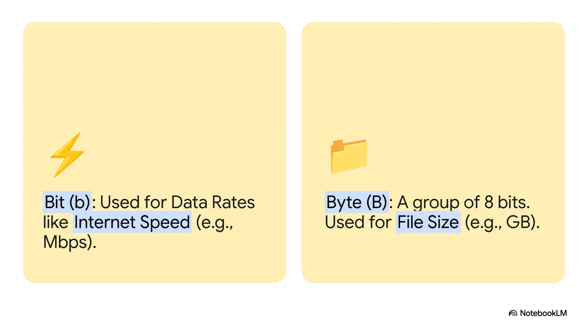Now, I want to clear something up that trips up a ton of people, the difference between a bit and a byte. Okay, so a bit with a lowercase b is that single 0 or 1 we've been talking about. We use bits to measure data speed, like how fast your internet is. But a byte with a capital B is a group of 8 bits, and that's what we use to measure file size and storage space. This is the exact reason your internet provider sells you a speed in megabits per second, but when you download a file, its size is shown in megabytes.